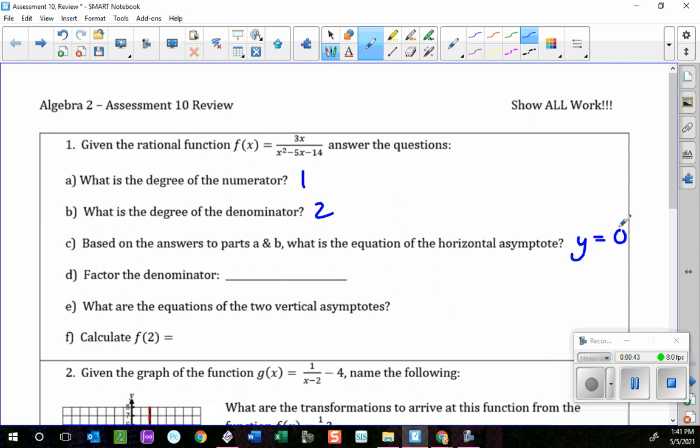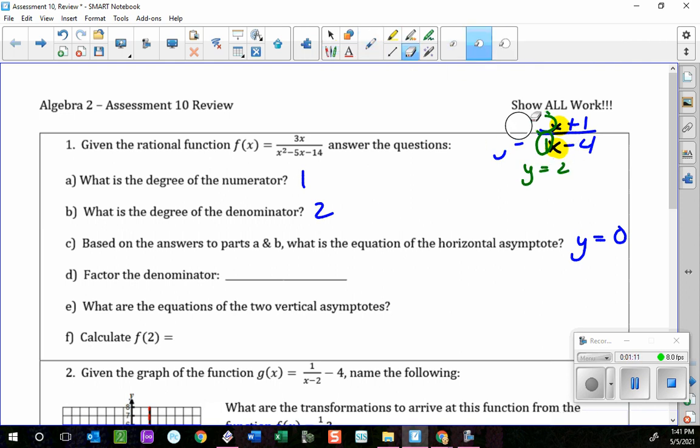Remember, when the degree on the numerator is smaller than the denominator, then you always get y equals 0 as an asymptote. When they match, like for instance, if we had an equation like 2x plus 1 over x minus 4, and look at those degrees, they match. So that's when I'm going to take the leading coefficients. I'm going to take this 2 over the 1 right here, and then the horizontal asymptote would be y equals 2. So that's the other rule.